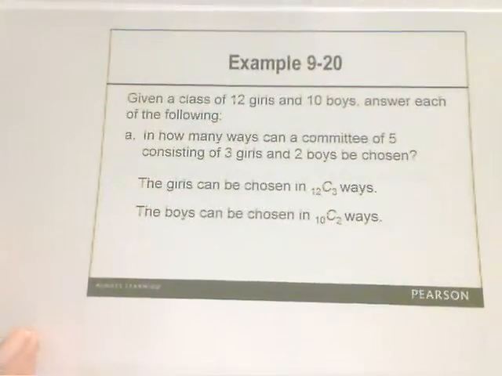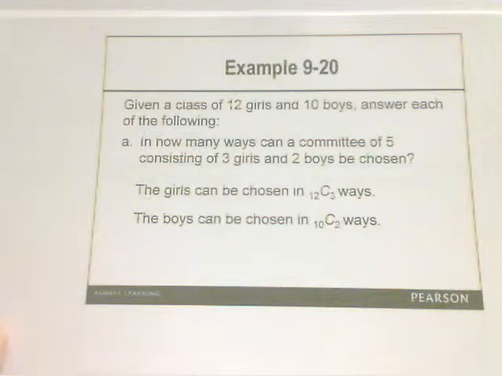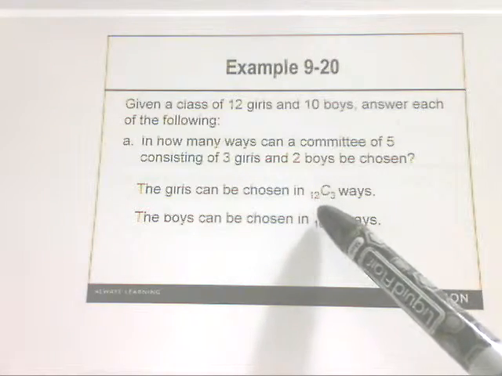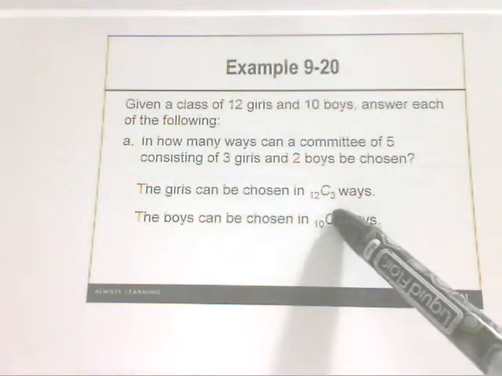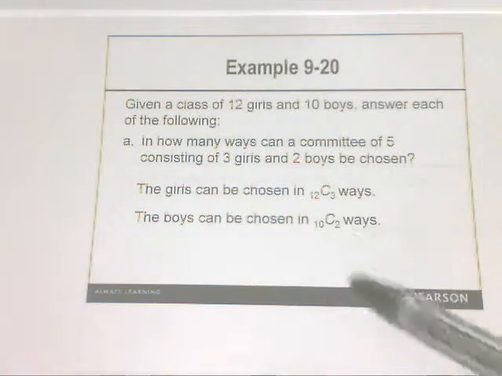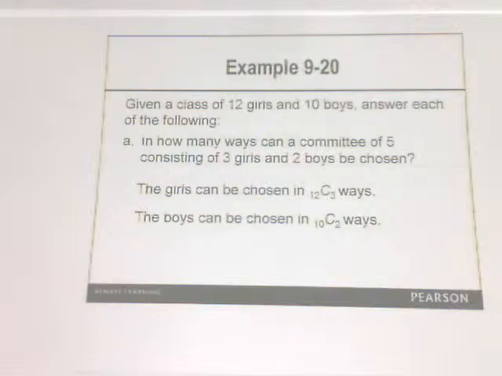Another example would be, given a class of 12 girls and 10 boys, answer each of the following. In part A, how many ways can a committee of 5 consisting of 3 girls and 2 boys be chosen? Here, order is not important, so we use combinations. So for the girls, they can be chosen this many ways, 12C3. And for boys, it's 10C2, because we're choosing 2 boys out of 10 boys.